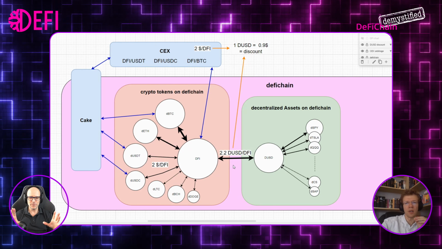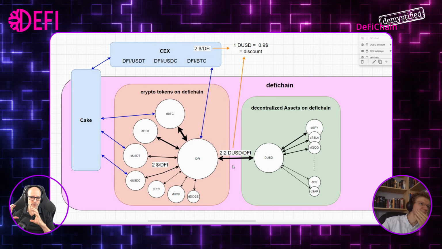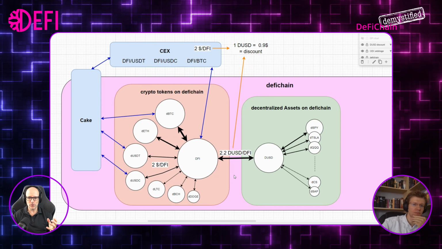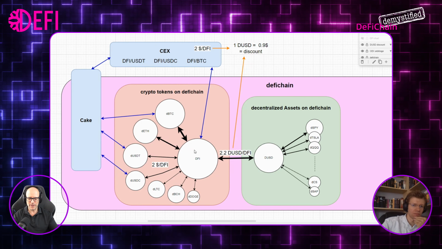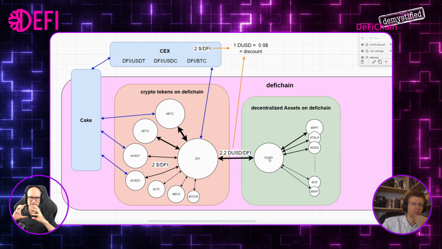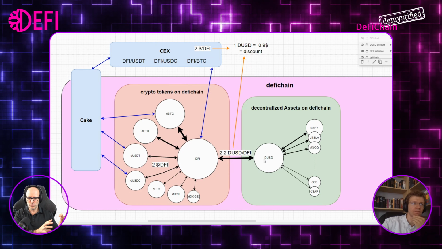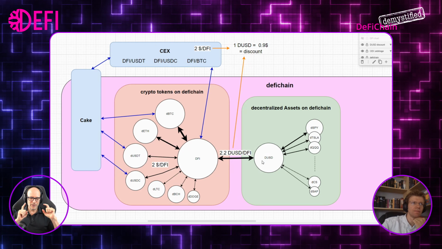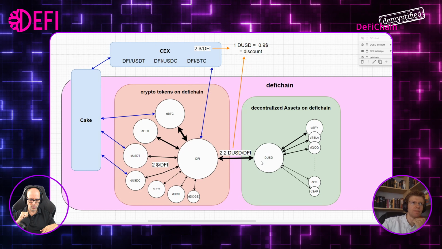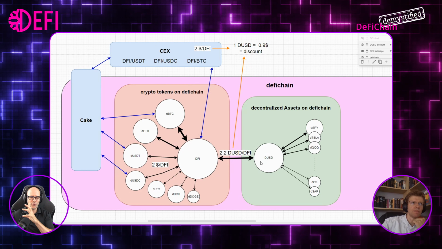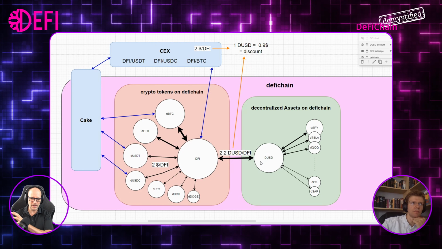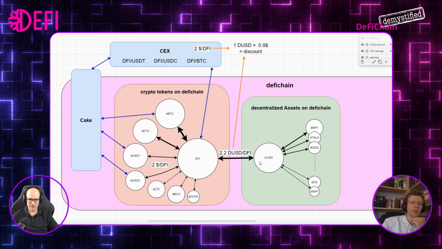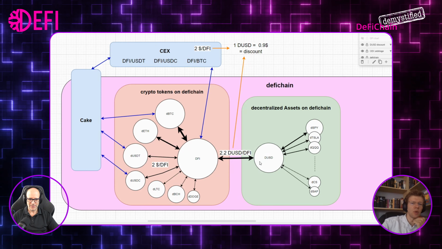Okay, so that means short question. We have this pool, right? We have this DEX pool where on one side one coin is DFI, and on the other side we have DUSD. That means if there are too many DUSD in this pool, the DUSD price seems too low, because on the other side are too little DFI in that case, right? Other way around, the price is too high.